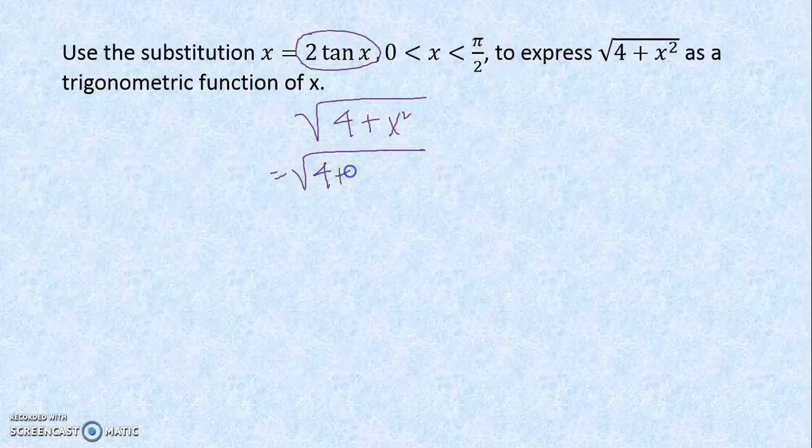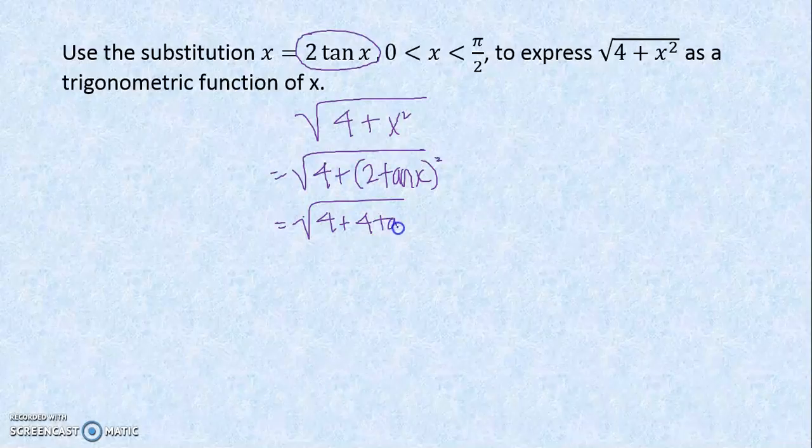So now I have 4 plus, instead of x squared, I have 2 tangent x squared. So I'm going to want to go ahead and just square that. So I have 4 plus 4 tangent squared x. Now, while you might look at this and say the square root of 4 is 2, and the square root of 4 tangent squared would be 2 tangent, you can't square root those two terms. That plus sign means you can't just square root each of those. So I have to somehow turn this into multiplication, or two things multiplied to equal that, which would be like factoring something out.